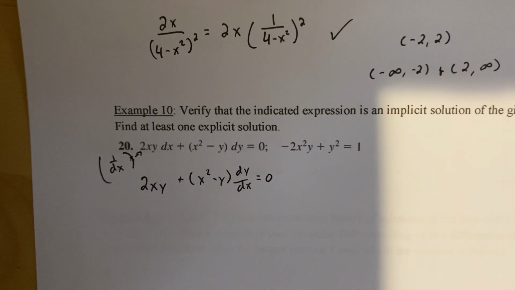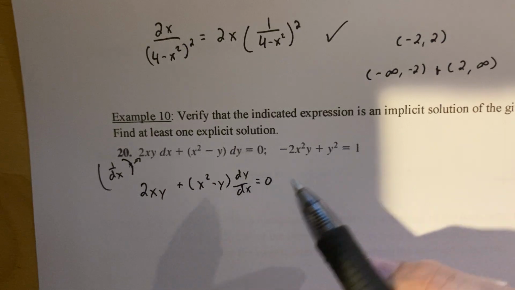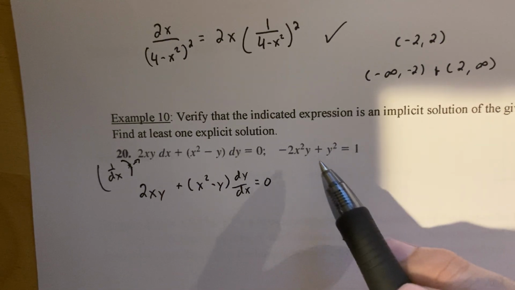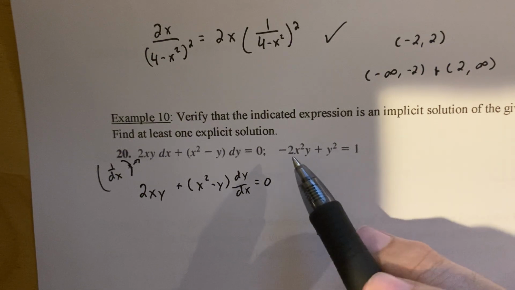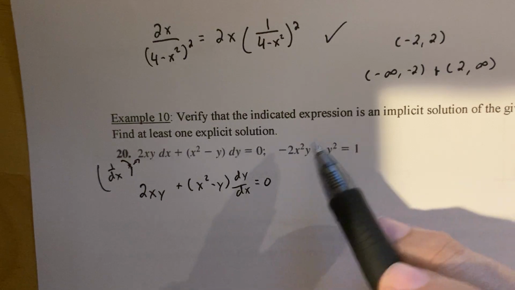And then we want to find one explicit solution, meaning we want to find a solution where we solved for y. All right, so that's fun. It's not too bad. So we're going to go ahead and verify that this is a solution. We're going to take the derivative of this, using implicit differentiation. So I'm going to take the derivative of this function with respect to x.